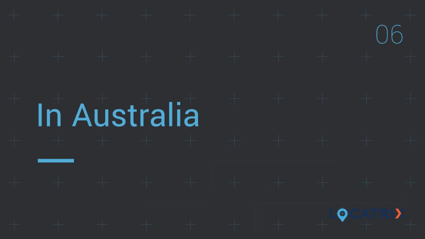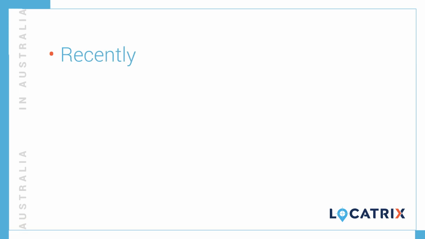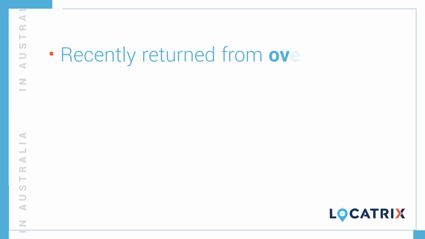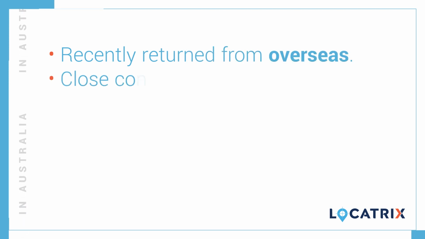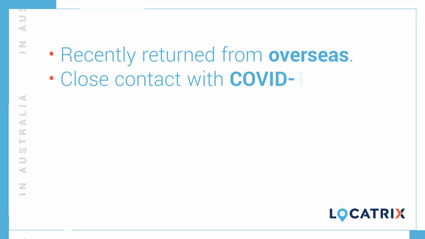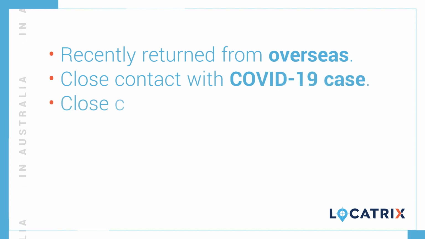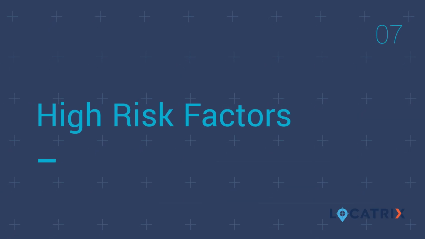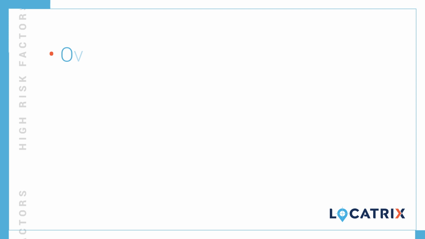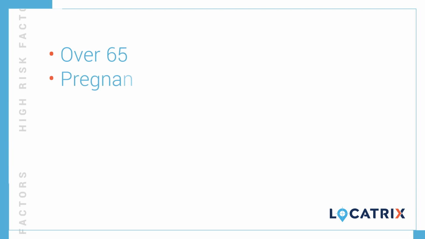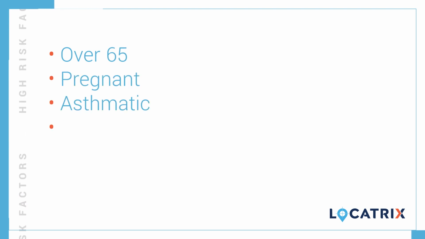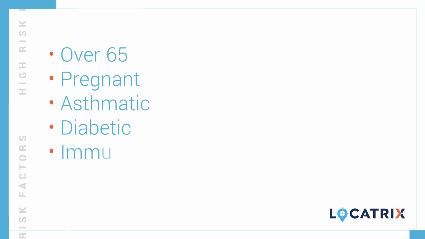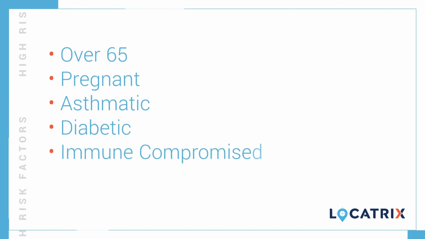COVID-19 in Australia. In Australia, the people most at risk of getting the virus are those who recently returned from overseas, have had close contact with a confirmed case of coronavirus, or remain in close contact with large groups of people. High risk factors for severe illness. People most at risk of severe illness and death from COVID-19 are over 65, pregnant, asthmatic, diabetic, or immune compromised, for example, those on cancer treatments.